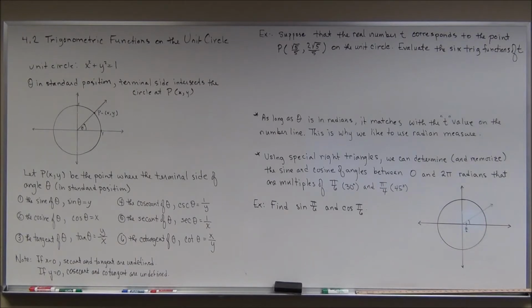We start off with the idea of defining them using a unit circle. The unit circle, remember, is the circle whose center is 0, 0, and whose radius is 1. I tried to draw an example of that right here. It's not a very good circle, sorry about that.